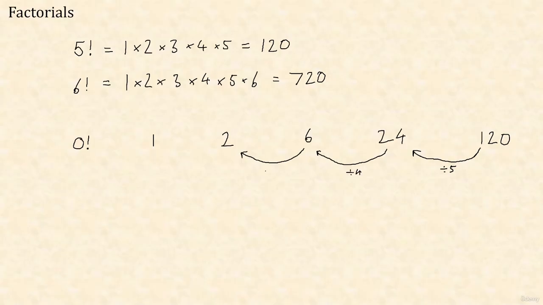We divide by 3 here. We divide by 2 to get down here. And we divide, therefore, by 1. And 1 divided by 1 is 1. So 0 factorial is 1. Now that one's a little bit strange because it doesn't really follow the rest of the pattern in terms of our definition, because if you start at 1 you can't get to 0. So it's a little bit unusual, but 0 factorial is going to be 1.